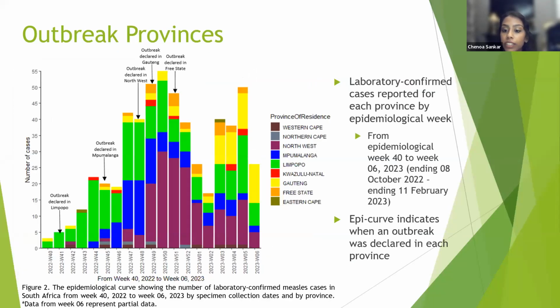And here we have the laboratory confirmed cases reported for each province by epidemiological week. So this is from week 40 to week 6 of 2023. So that's from the week ending the 8th of October of 2022 to the week ending 11th of February 2023. So the EpiCurve also indicates when an outbreak was declared in each of these provinces.